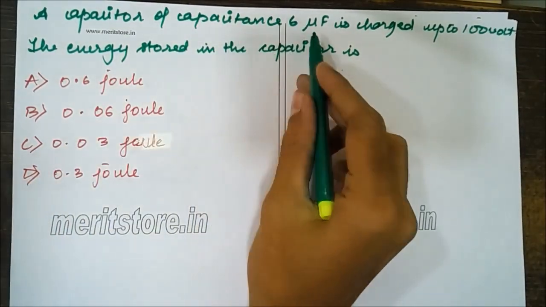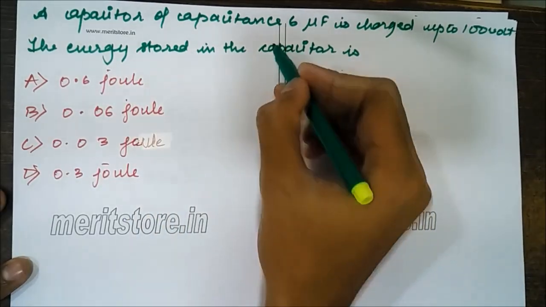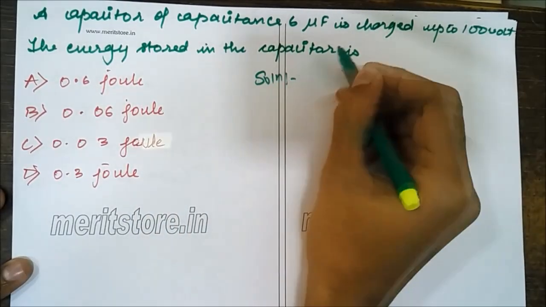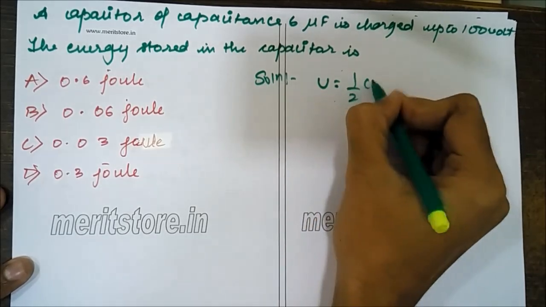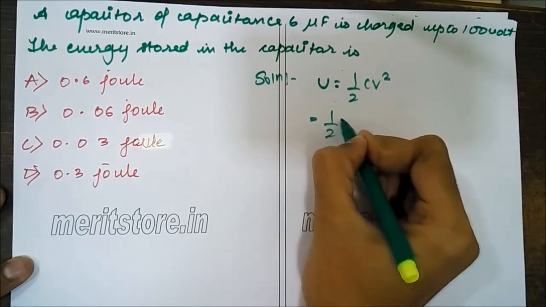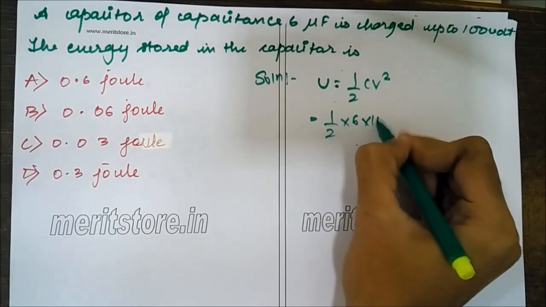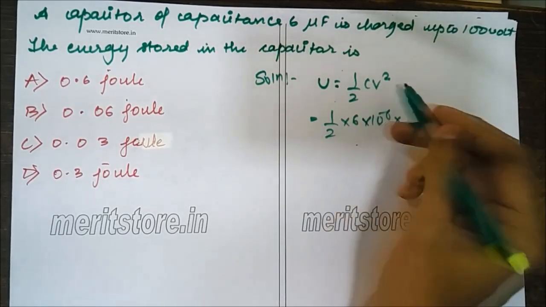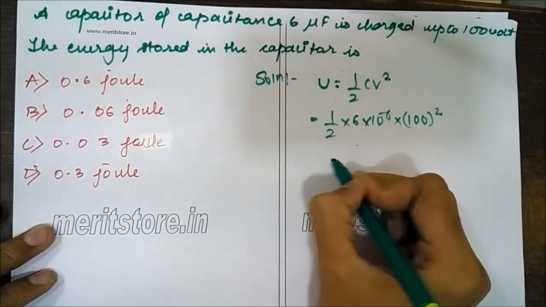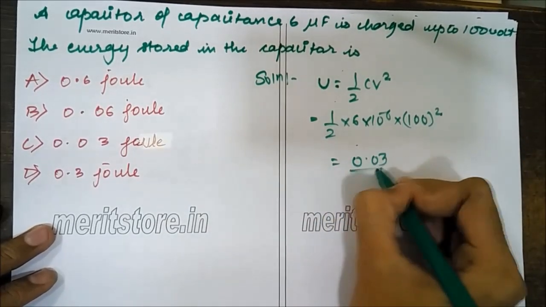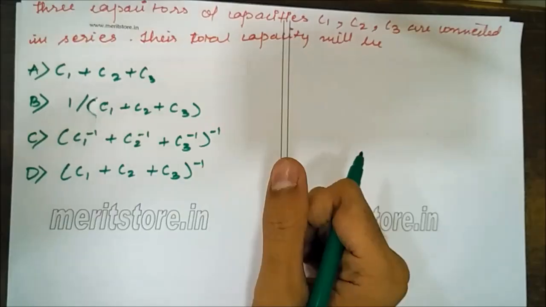A capacitor of capacitance 6 microfarad is charged up to 100 volt. The energy stored in the capacitor is? So we need to find the energy stored in the capacitor, which is U, which is again half CV squared. The capacitance is given as 6 into 10 raised to minus 6, that is microfarad. And V is 100 volts, so that will be 100 squared. Solving all, you get a value of 0.03 joules. So your correct option is C, 0.03 joules.